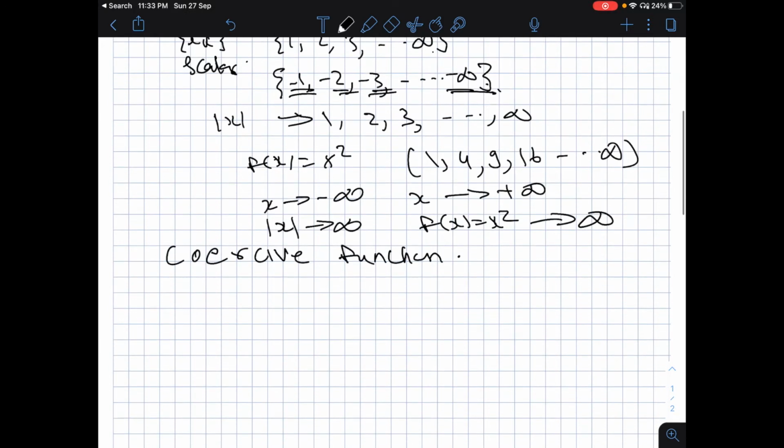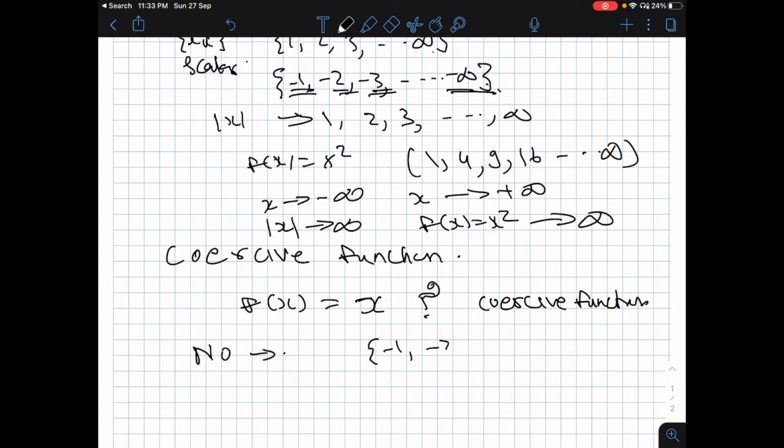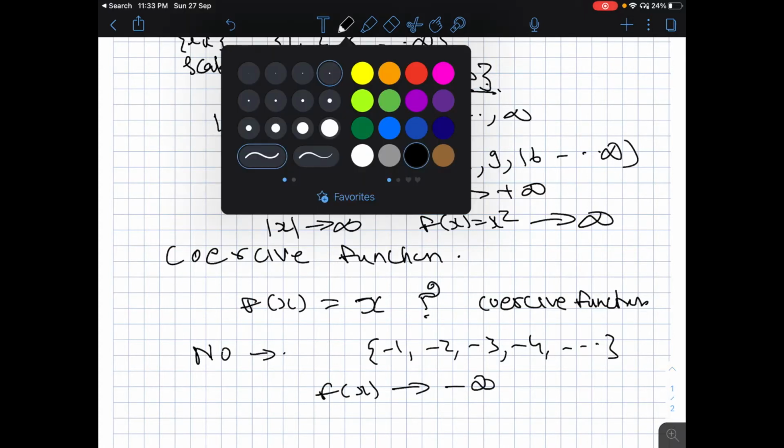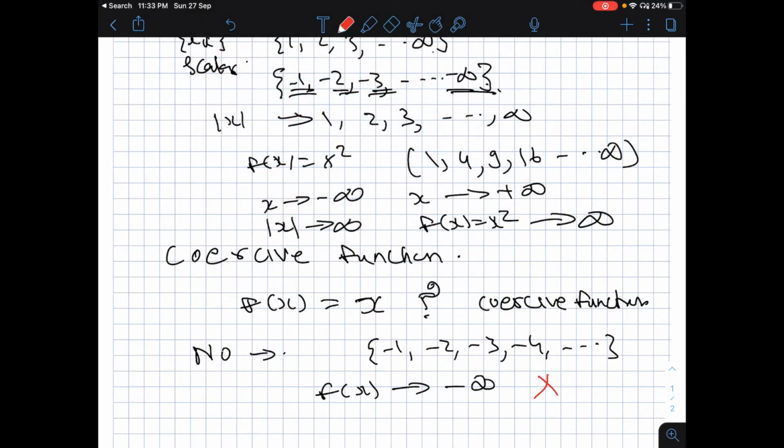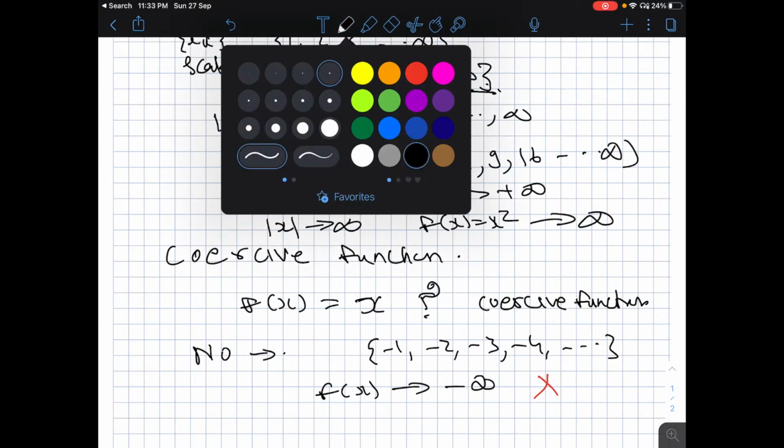All right, is f of x equal to x a cursive function? Is this a cursive function? No, this is not a cursive function. Why? Because if you look at the sequence -1, -2, -3, -4, and you look at where f of x goes, it goes to minus infinity. And if it goes to minus infinity, that does not classify as a cursive function.